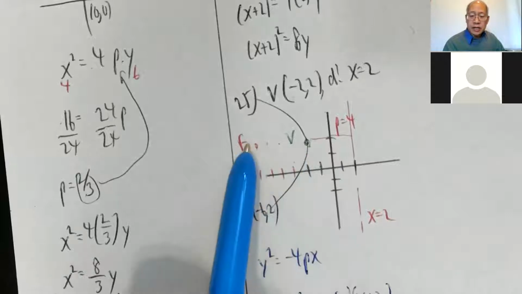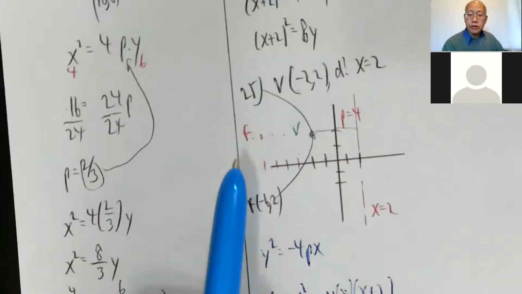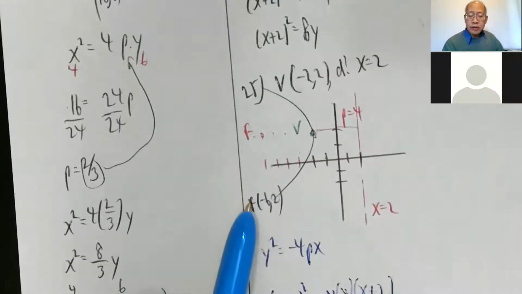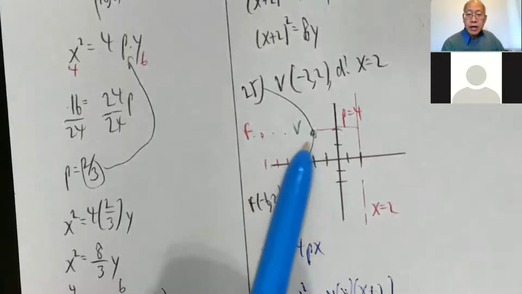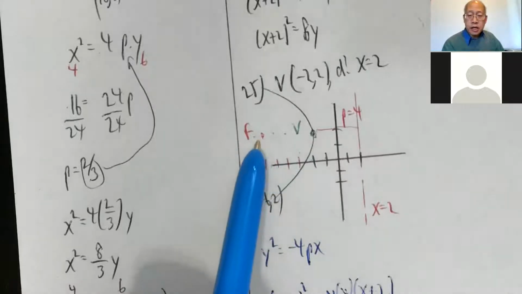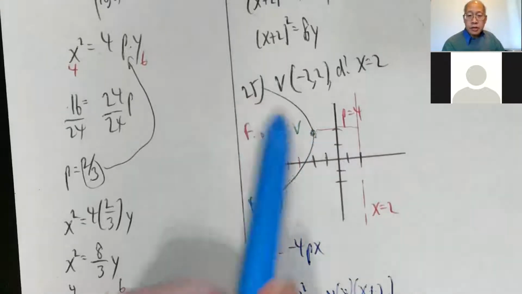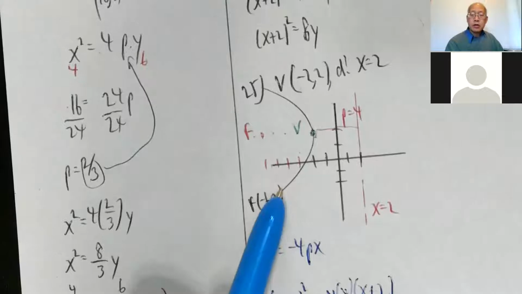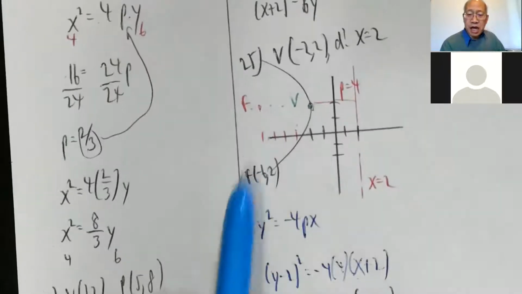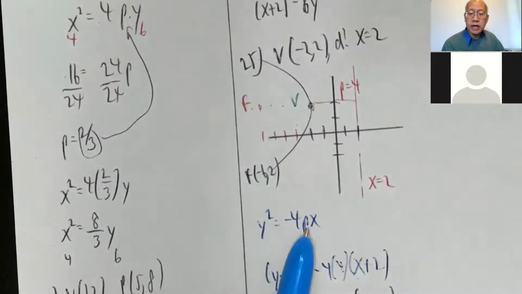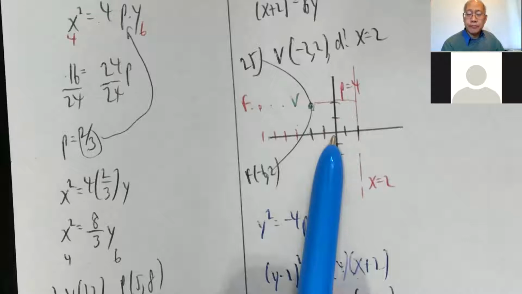The focus is always on the inside. So I go 1, 2, 3, 4 this way. And that lands me with a focus of (-6, 2). And since the focus is always on the inside of the parabola, it's got to curve to the left, which means its basic type is y squared equals negative 4px if the vertex were the origin.